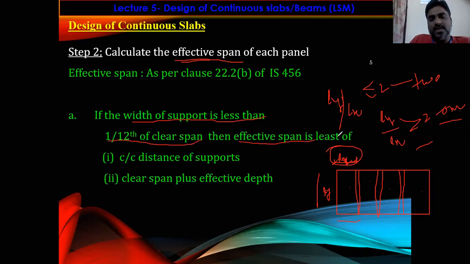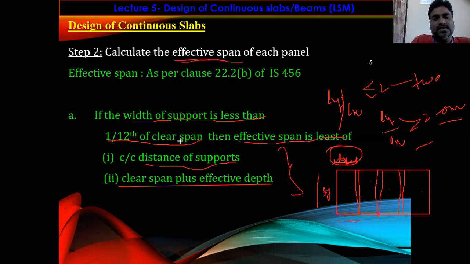then the effective span should be calculated the same as for simply supported. That means the center to center distance between the supports, or clear span plus effective depth, whichever is less. That should be considered as your effective span, when the width of the support is less than 1/12 of the clear span, right?